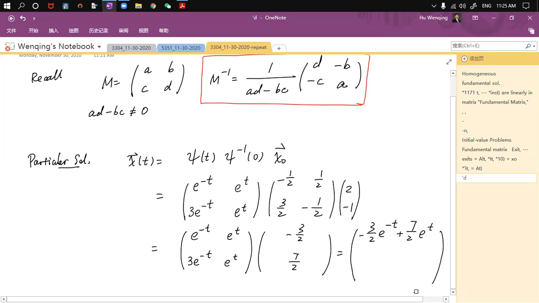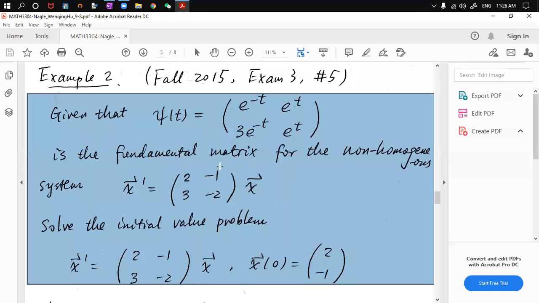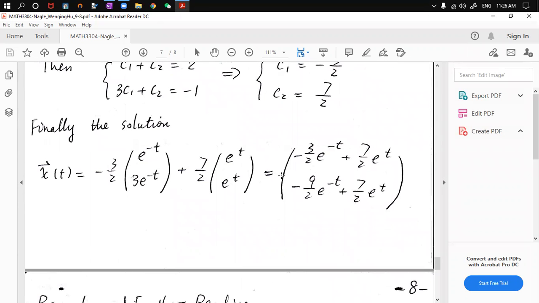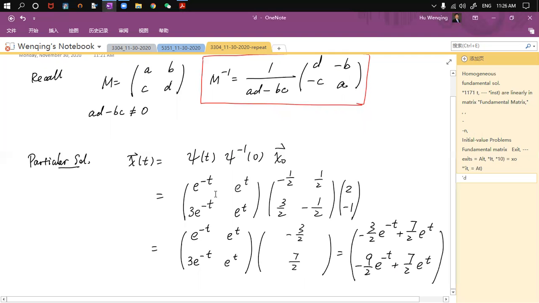So that's the first solution. And then it's going to be minus 9/2 e^(-t) plus 7/2 e^t. So that's going to be the solution to this problem. Okay, so that's going to give you the solution to the problem. That's going to be a particular solution.